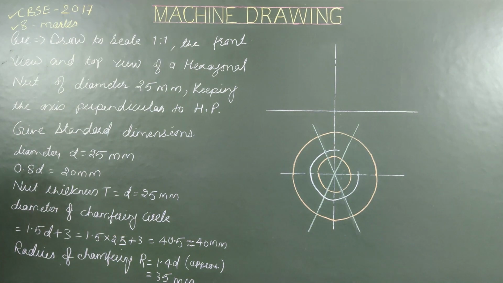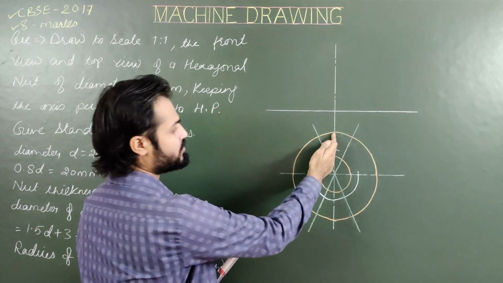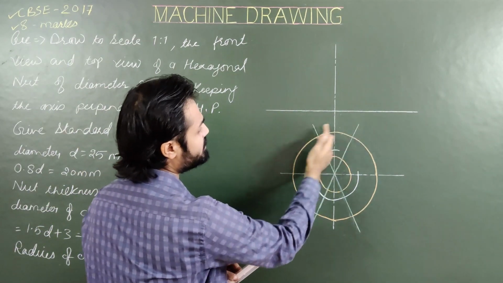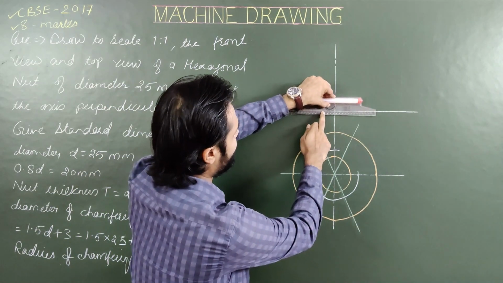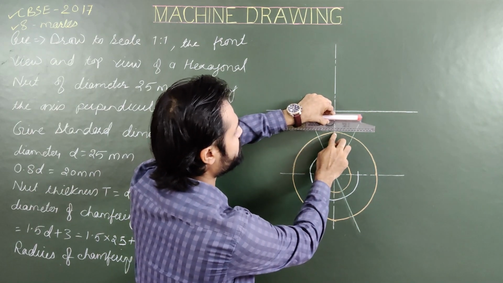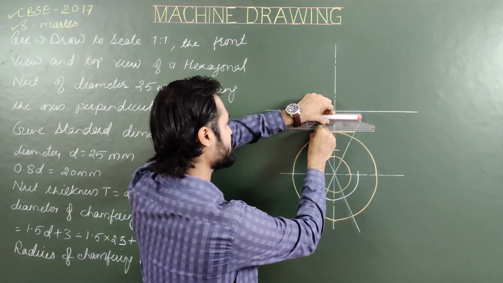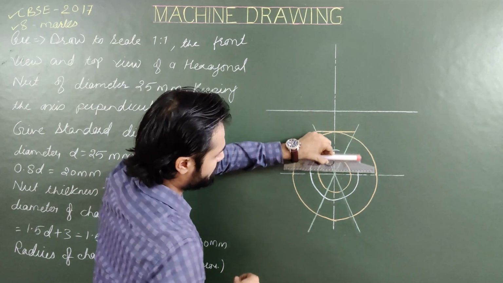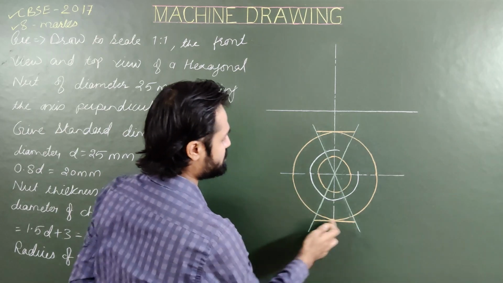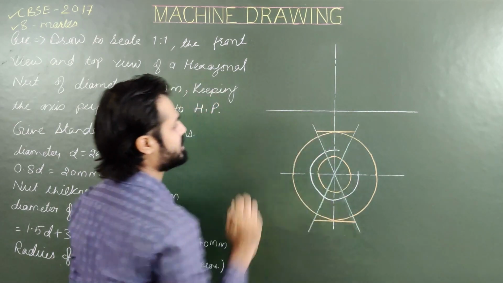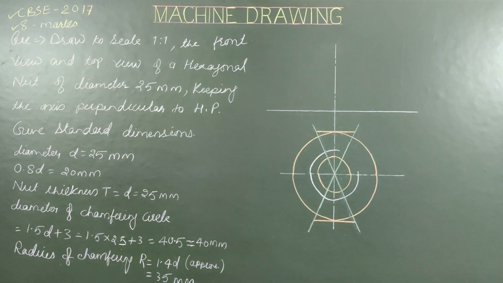Next step, from the topmost point, draw a line parallel to XY to intersect these two lines. And this will be your first side. Line parallel to XY from the extreme or top point of the chamfering circle, to intersect these two lines like this. Now these two lines are sides of the hexagon.